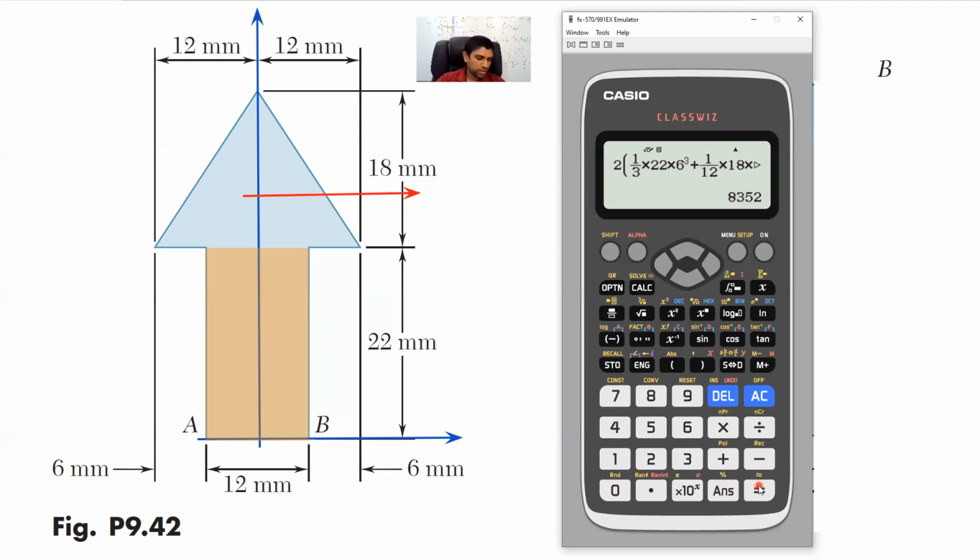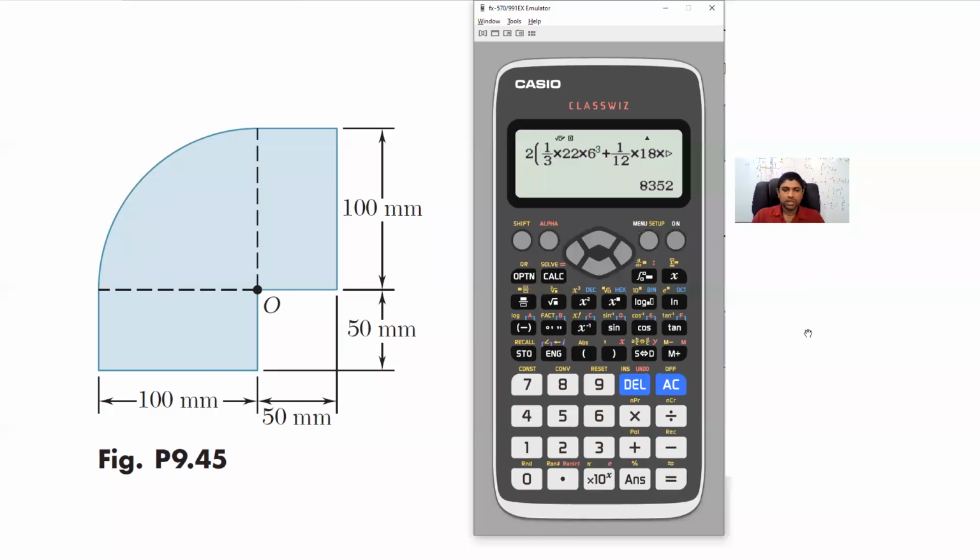Okay, here we calculated 42. We have to discuss one more question. We will move to 45. In 45, we have to find the polar moment of inertia with respect to O and with respect to the centroid. First, we will find the polar moment of inertia with respect to O.